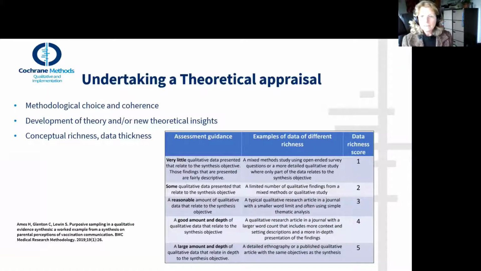So let's look at undertaking a theoretical appraisal, because this is probably the stage that you're least familiar with. The theoretical appraisal, as we've said, is about making an assessment of methodological choice and coherence, the development of theory or new theoretical insights and the coherence of that, and the conceptual richness and data thickness in the primary study.